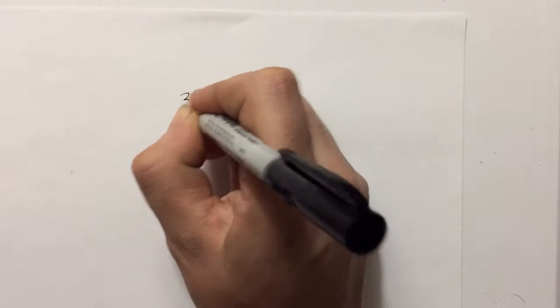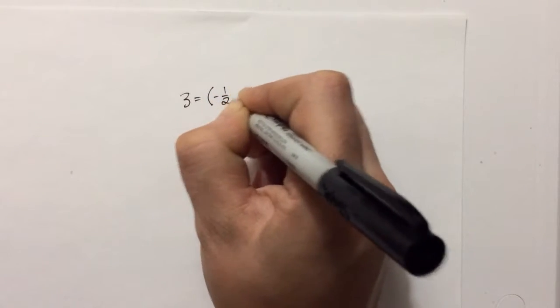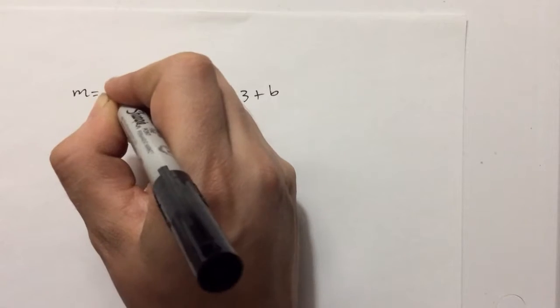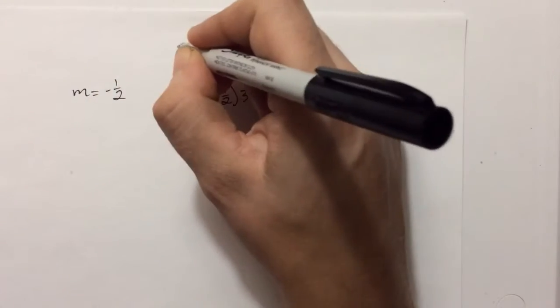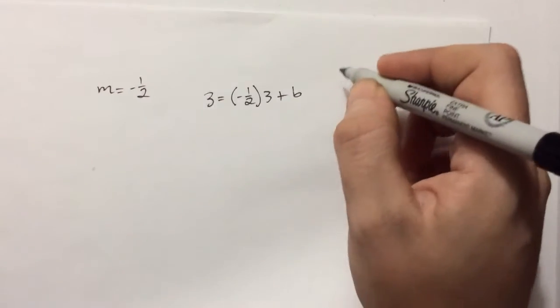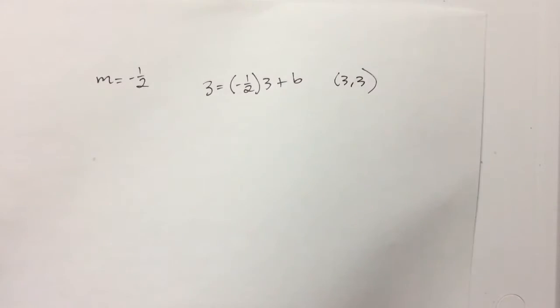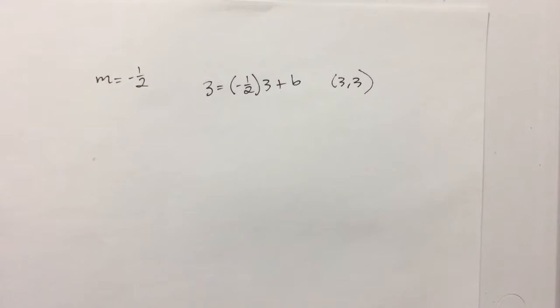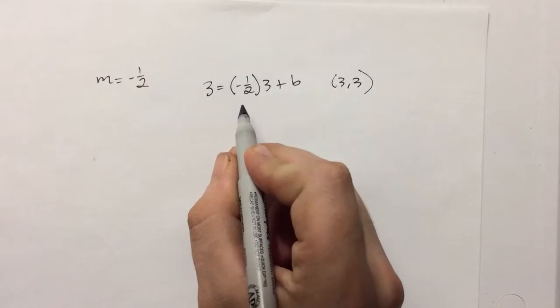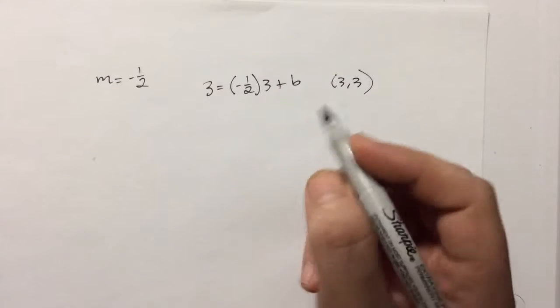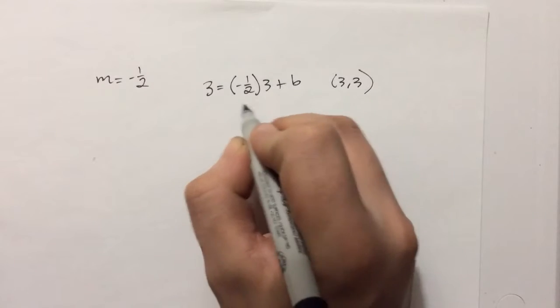So where was I? I was at 3 equals negative 1/2 times 3 plus b. I knew that my slope was negative 1/2 and that my line passed through the point (3, 3), which is why I put those numbers in there. Put 3 in for x and 3 in for y and negative 1/2 in for m. So let's solve that for b.